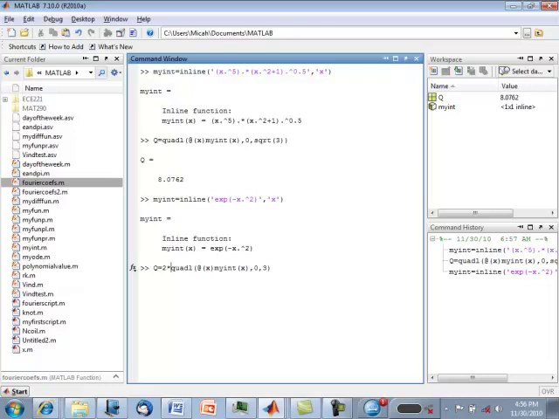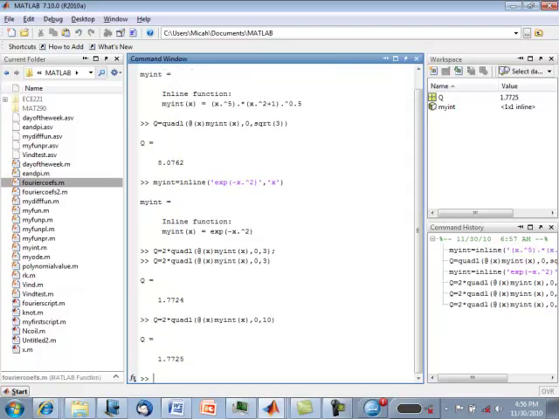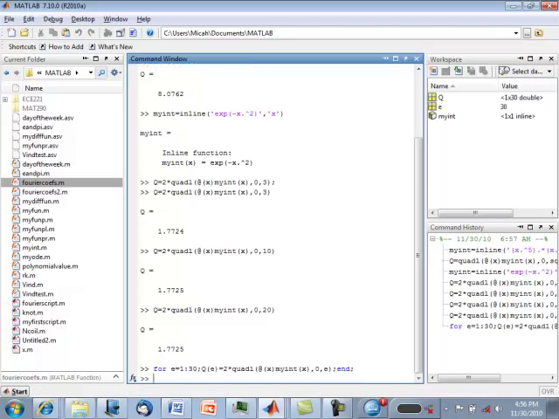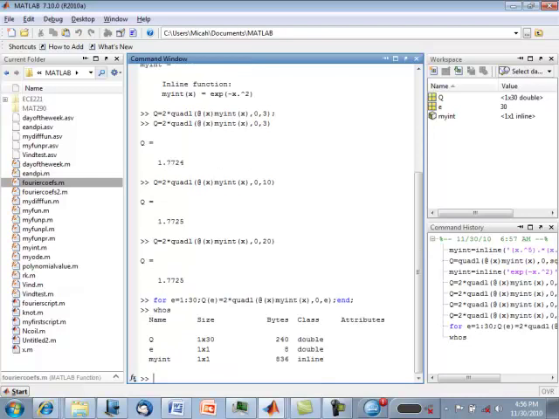So we can see what that value is, and then if we integrate from 0 to 10, we can see that there is this bit of convergence to a specific number, and we could formalize this by putting this inside a for loop. Say let's integrate over these first 30 terms and calculate this integrand for each value, and what we get out of it is this vector q, and so this is for this upper limit of 0 to 1, 0 to 2, up to 30.